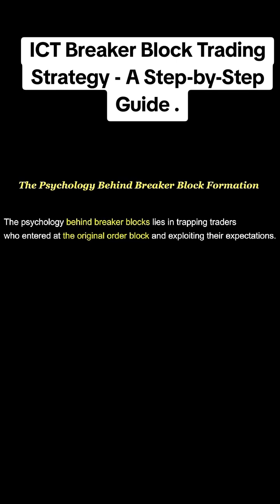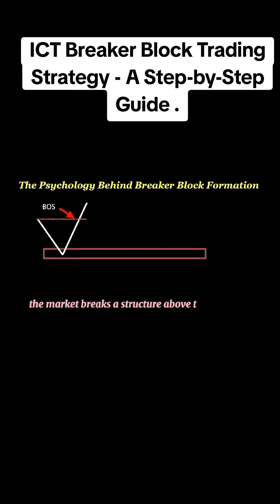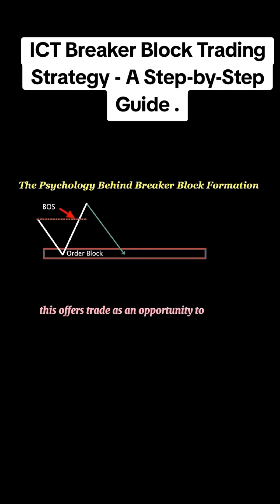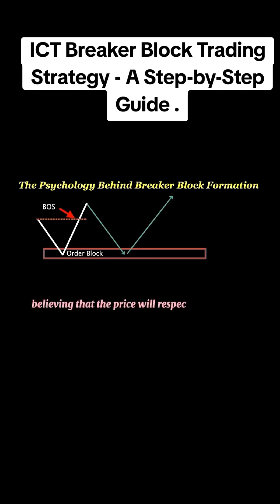The psychology behind breaker blocks lies in trapping traders who entered at the original order block and exploiting their expectations. Imagine this. The market breaks a structure above the previous high, forming a valid order block. This offers traders an opportunity to go long, believing that the price will respect the demand zone. However, if the market shifts and breaks below the most recent low, the directional bias changes to bearish. The original demand level, the order block, becomes a supply level as the market breaks through the zone and turns it into a breaker block.